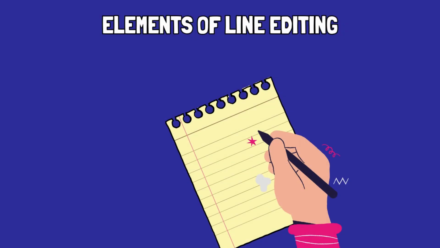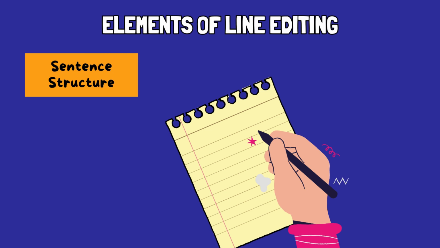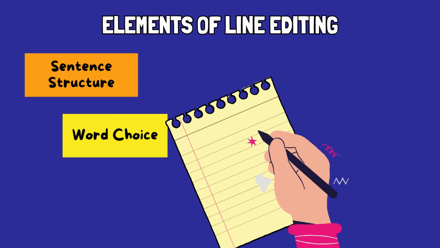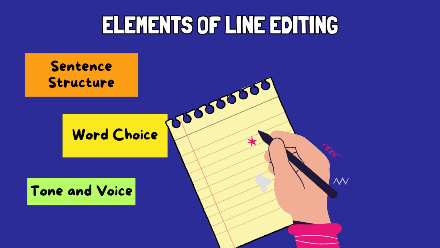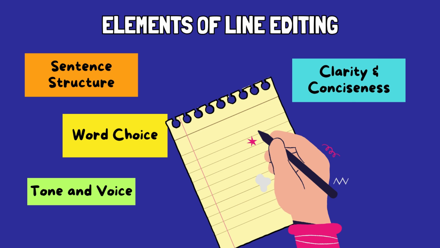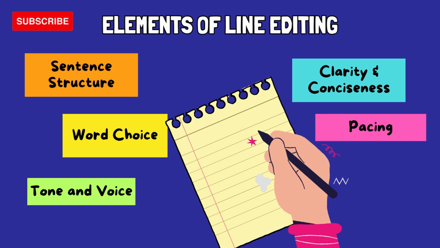Line editing focuses on 5 different elements, which include sentence structure, which aims to enhance the readability and fluidity of sentences; careful word choices, which ensures precise and appropriate vocabulary is used; tone and voice, which is important for maintaining a consistent and suitable tone for the intended audience and purpose; clarity and conciseness, which relates to removing redundancies and clarifying ambiguous statements; and pacing, which is all about adjusting the rhythm and flow of the text to keep the reader engaged throughout.